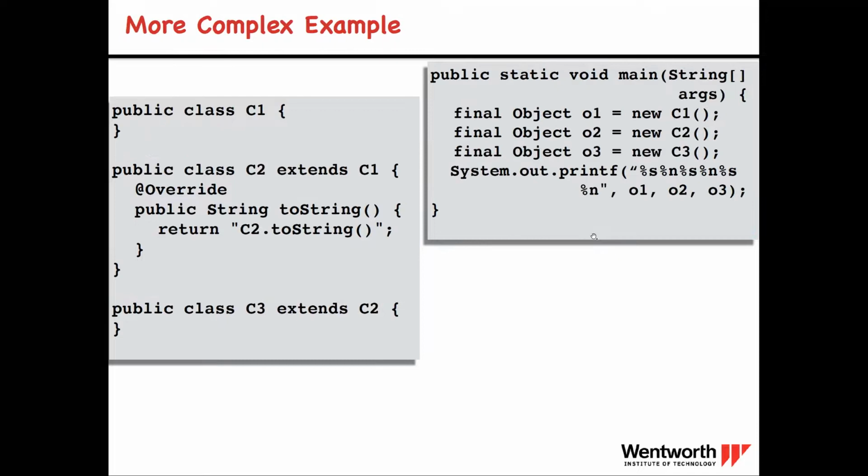All right. So let's say we have three classes. We've got this class C1 that is empty, just like Poly initially. We have class C2, which extends C1. And we have C3, which extends C2. It's just empty here.